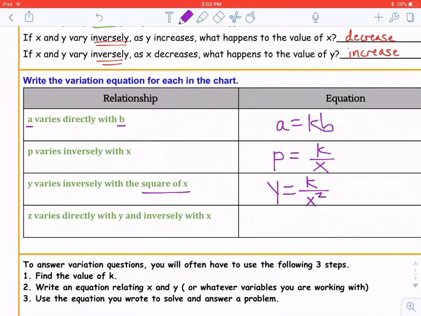So then the last one says z varies directly with y and inversely with x. So z varies directly with y means z equals k times y. And inversely means you have to then divide that by x. I think I meant to put a y at the top. Let me erase that one. So z varies directly with y, so we put that at the top because that's our direct variation equation, if we only had z equals k times y, but then they said and inversely with x, so that's why we had to then divide by x.